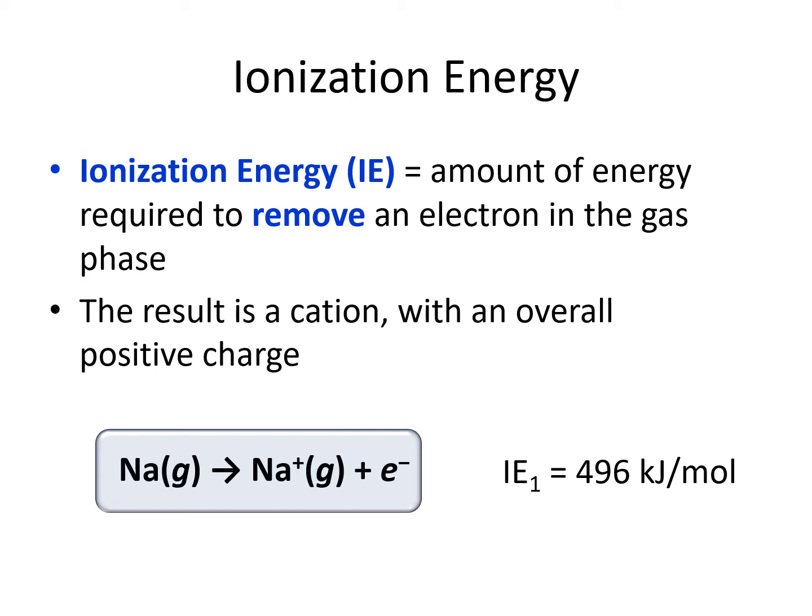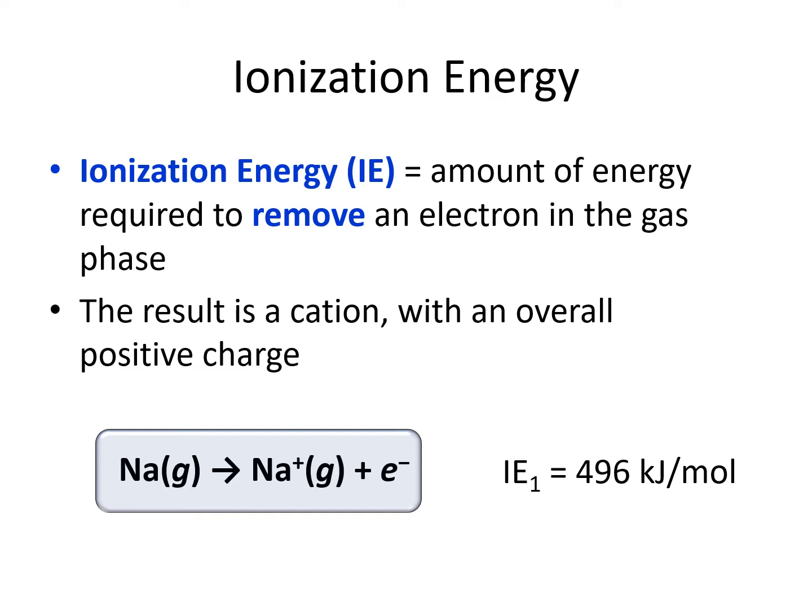Another periodic trend is ionization energy. Ionization energy, abbreviated IE, is the amount of energy needed to remove an electron from an atom in the gas phase. It is taking an electron away. The result is a cation with an overall positive charge.